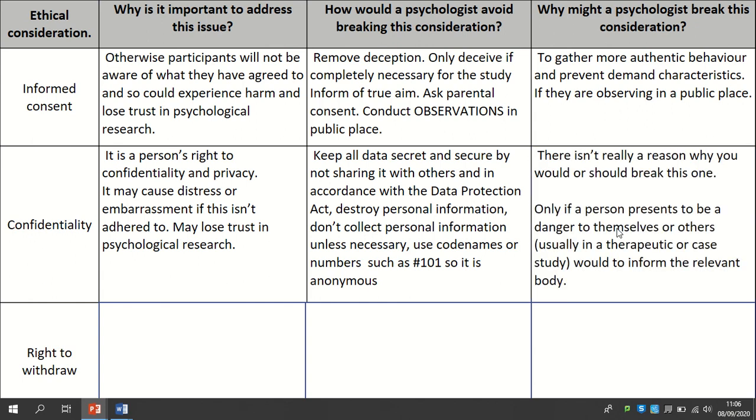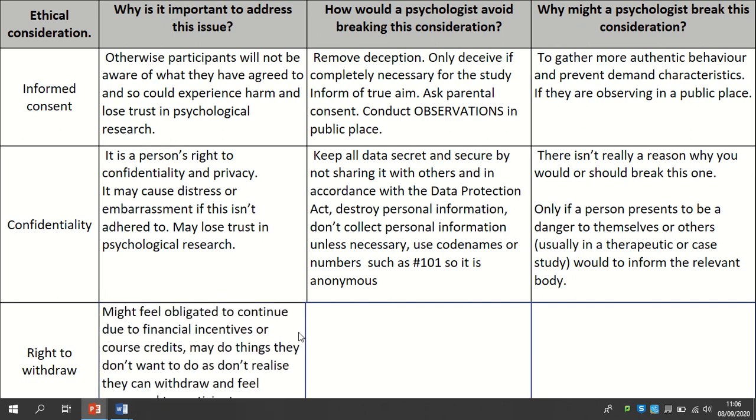And why might you actually break this? There isn't really a reason why you should break this one. Only if a person presents to be in danger to themselves or others, that's when you can take their name, but that's all. Why is it important to address the issue of right to withdraw? People might feel obligated to continue. They should never feel like that.